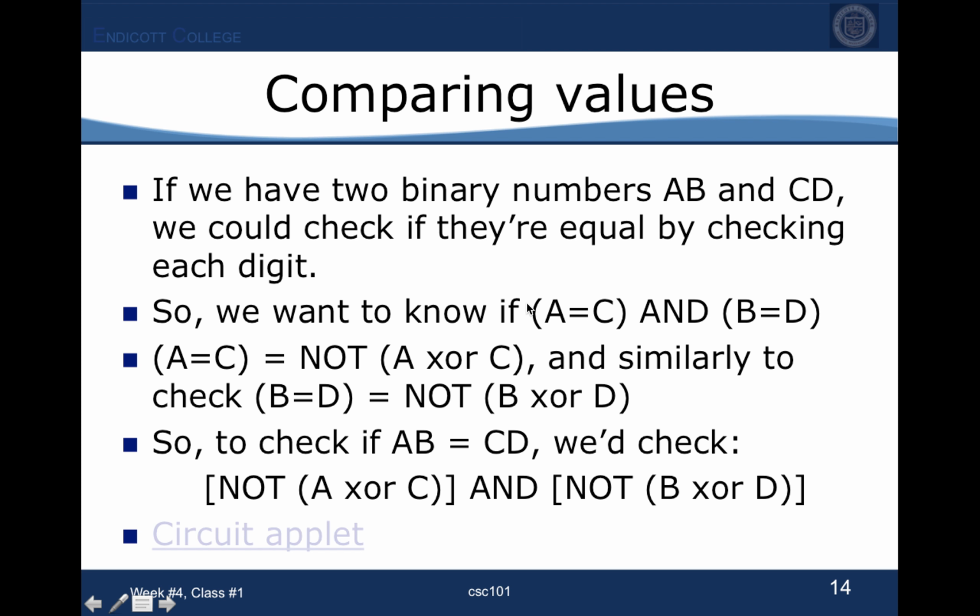And then we just explored, how do I check if A is equal to C? That's the same thing as checking NOT (A exclusive or C). And similarly, how do I check this? I would check NOT (B exclusive or D). So finally, to throw this whole mess together and say, how do I check if these two are the same numbers? I just want to do both of these things. So I'm going to put them together and say, do this test and this test.